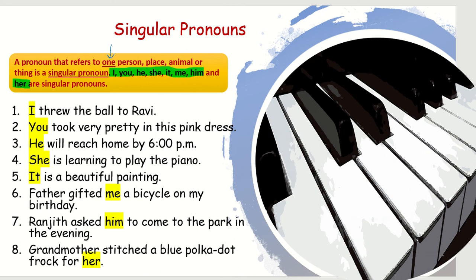So, in place of one person, one place, one animal, or one thing, when we are using a pronoun, that is the singular pronoun. Now look over here. I threw the ball to Ravi. I am single. You look very pretty in this pink dress. Now see, here we are considering you as singular. Kyun? Because I am saying something to a particular girl. Main ek ladki se bol rahi hu, that you look very pretty in this pink dress.